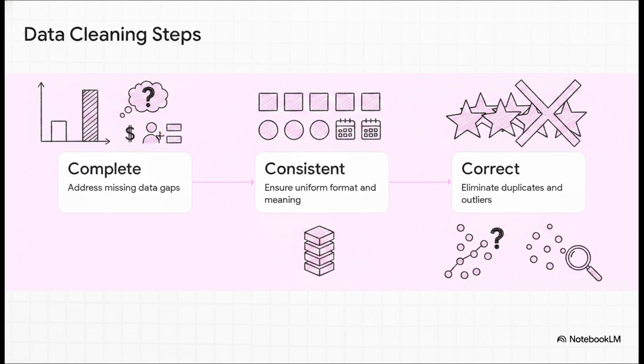Second, it's got to be consistent. You need to make sure the data you collected is completely uniform in format and meaning throughout the entire study. And third, it has to be correct. This means going in and eliminating duplicate records that could totally skew your results, and carefully evaluating outliers using statistical methods to decide if they actually belong in your analysis or if they're just noise.